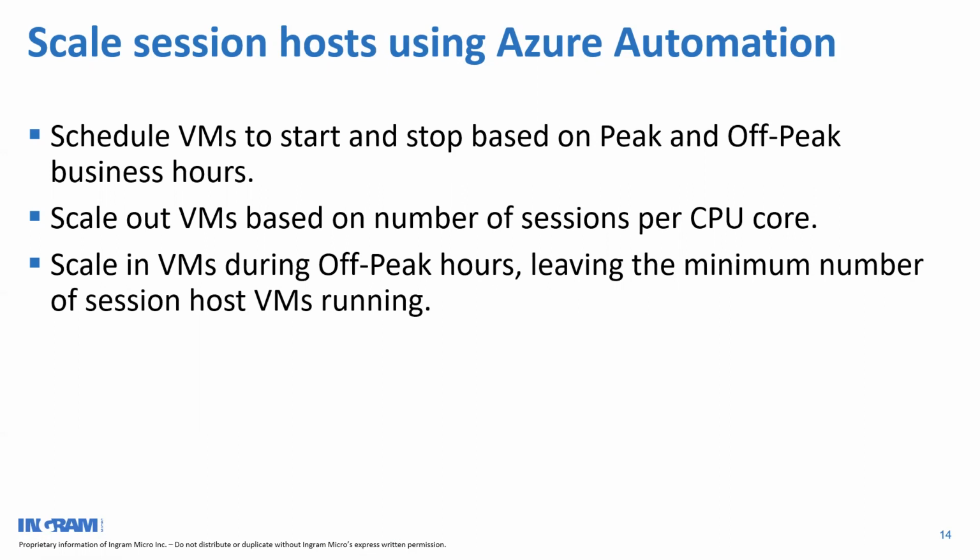The last one is scale in, right? As I explained, the first one was scale out during peak and off-peak hours. The third one is scale in. So after 6 o'clock in the evening, you definitely want to scale in or reduce down the number of servers. So these are the 3 scenarios that you can implement using Azure Automation.